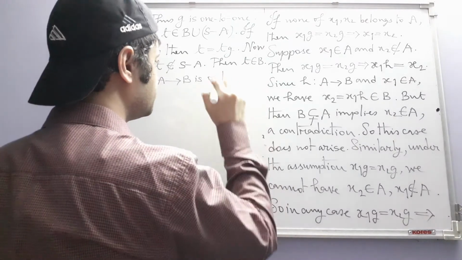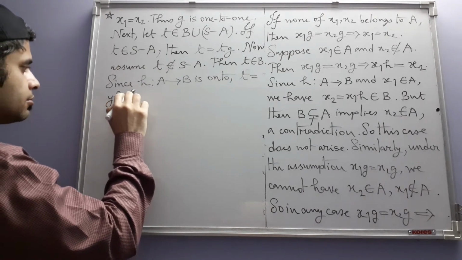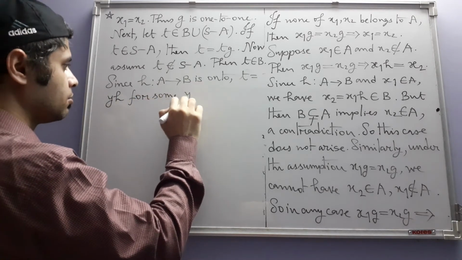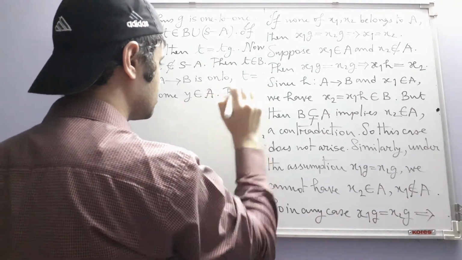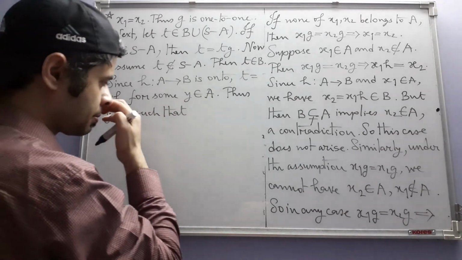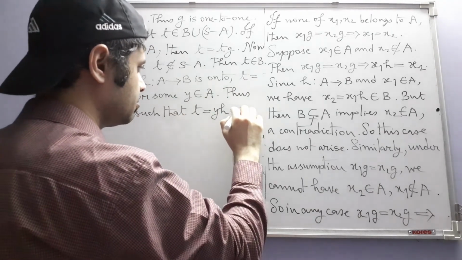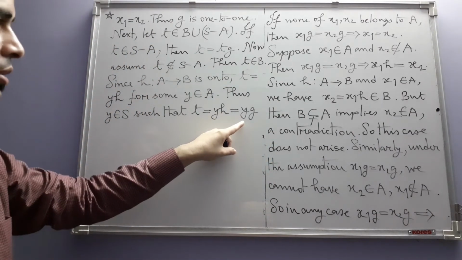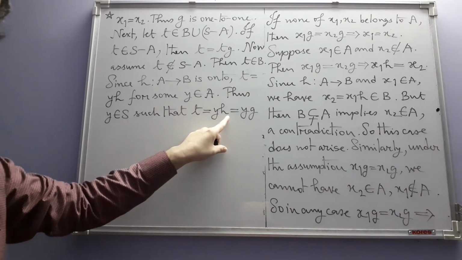So since H is onto, T is equal to say YH for some Y belonging to A. Now if Y belongs to A, then automatically Y belongs to S also, because A is after all a subset of S. Thus Y belongs to S such that T is equal to YH, which is also equal to YG, because according to the definition of G, if our input is coming from A, then the output is just the output of the input under the function H.